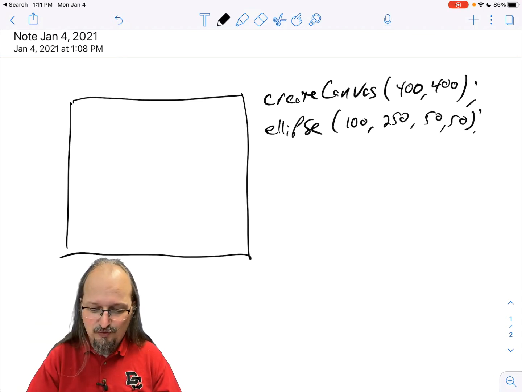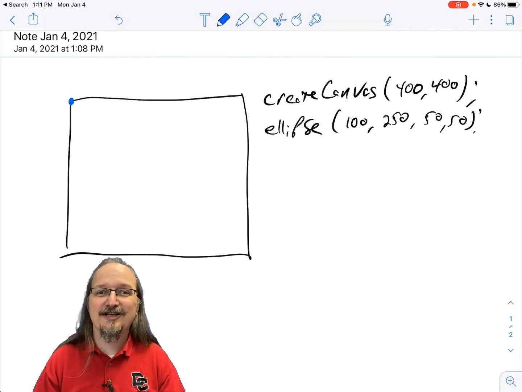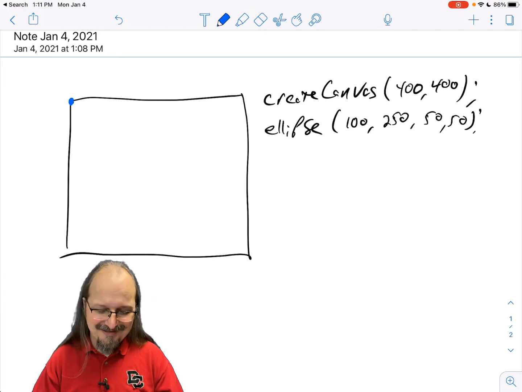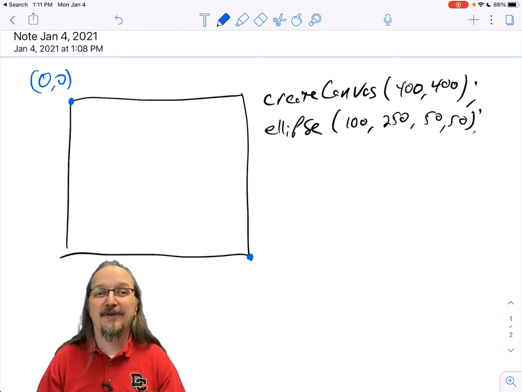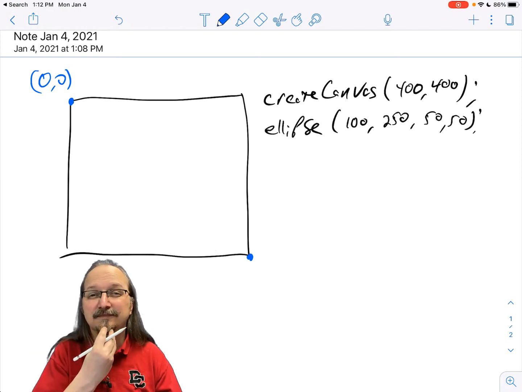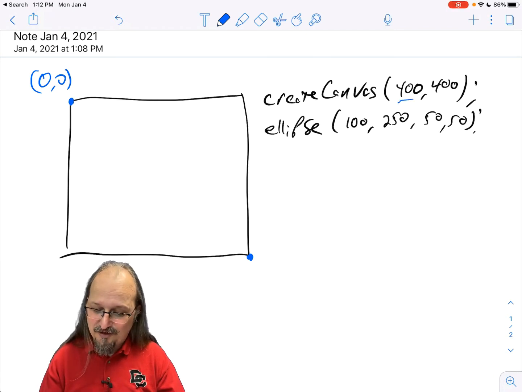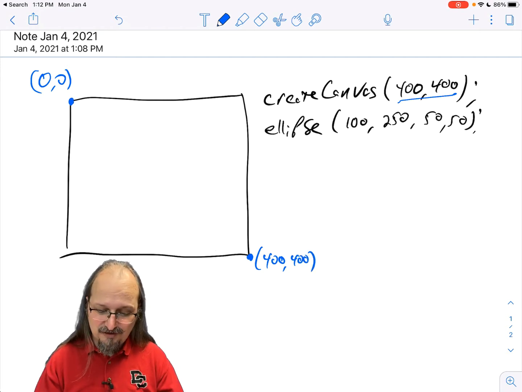Well, we want to think about it as a coordinate plane. So we can think about it as a coordinate plane where up in the top left corner is our origin, which is 0, 0, the x and y coordinates. And if we think about this, the bottom right corner would be what? If the top left is 0, 0, what's the bottom right? Well, since our canvas is 400 by 400, this is 400 by 400. That's our bottom right coordinate. So if I did a spot right here, this would be 200 in the x, 0 in the y.